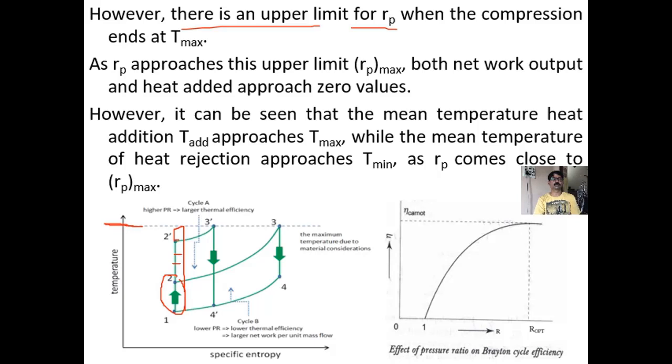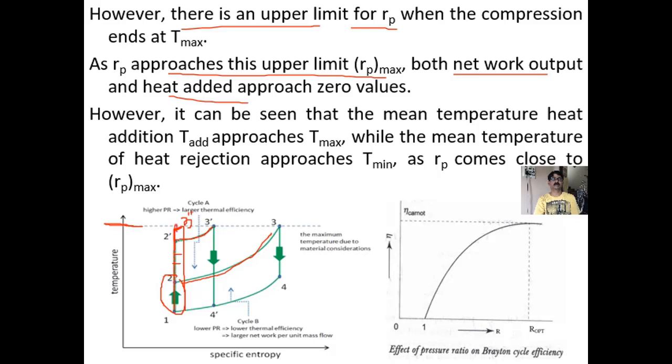Also 2 to 3, so this is 3 double dash, if I take 2 double dash and 3 double dash. So this length 2 to 3 is the heat addition, as all of you know. So here also heat addition, so heat addition becomes less. So there is an upper limit for Rp when compression ends at Tmax. As Rp approaches this upper limit, Rp max, area reduces, that means net work output reduces. So heat added also approaches 0 value.